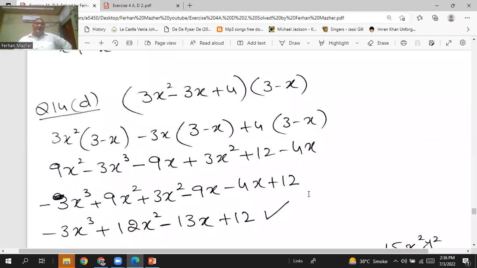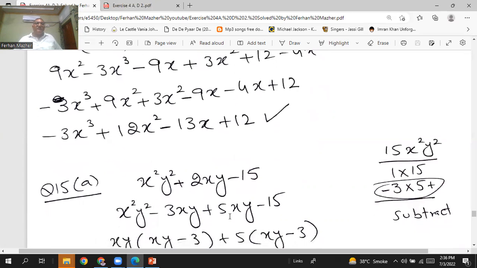We will bring the like terms together: minus 3x cubed plus 9x squared plus 3x squared minus 9x minus 4x plus 12. So this will be minus 3x cubed plus 12x squared minus 13x plus 12. So this is how you will do this question.